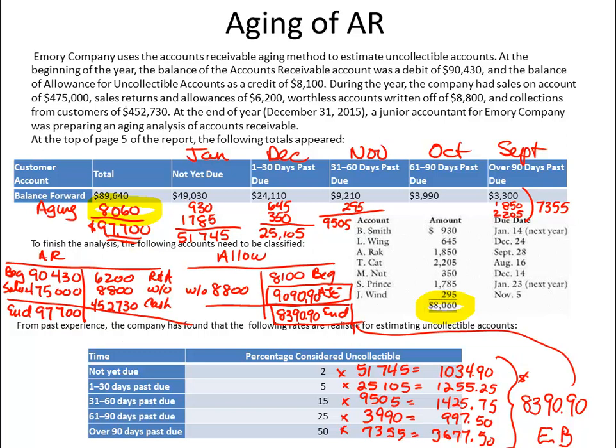and putting it in the allowance account, we will come up with our desired ending balance, the best estimate we know based on the aging of accounts receivable of $8,390.90. So I'm sorry that's a little messy, but it's best to do it all in one place.